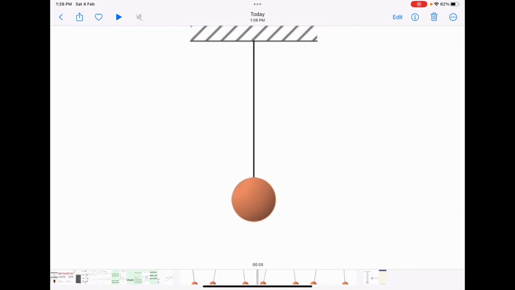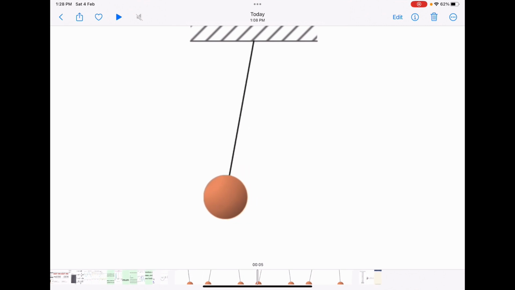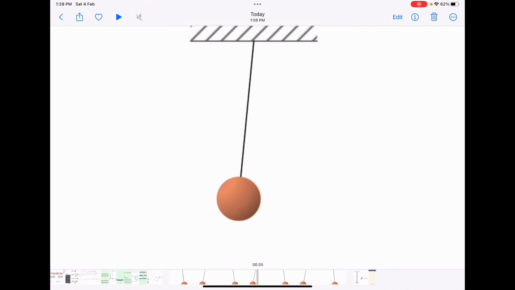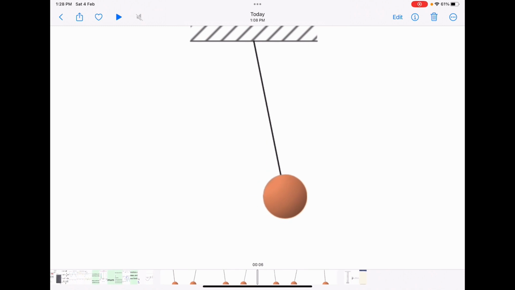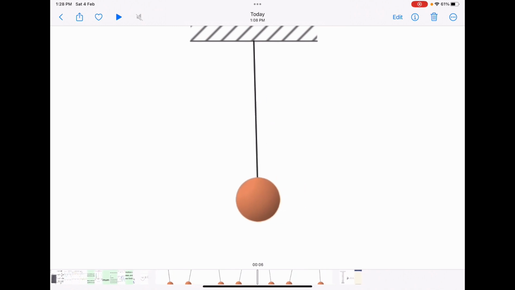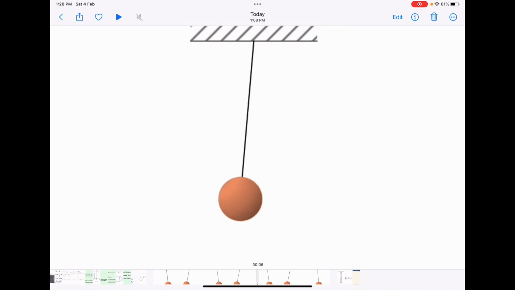Here, I'm going to take the example of the pendulum. This is the pendulum at its equilibrium position. We displace the pendulum and then we release it. It will start to oscillate, so it will go through its equilibrium position, to the maximum displacement on the other side, and then back to the equilibrium position. This represents one full cycle.